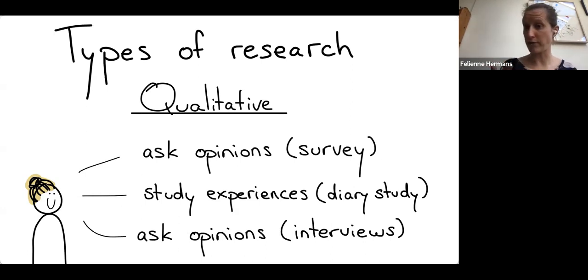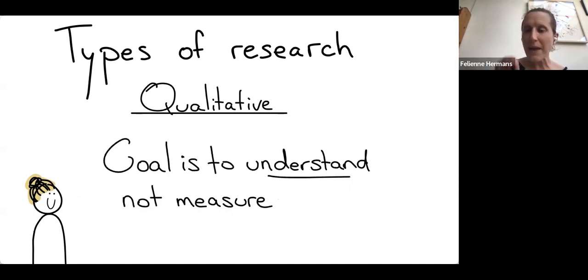Or you could also ask opinions not in a survey, but in an interview, which is again different. Because in a survey, people write stuff down, and in an interview, you can really go back and forth, like, oh, tell me more about this. Oh, do a little bit more of that. So these are types of research that are typically seen as qualitative because we're not aiming to get to a number. We're aiming to get to an understanding.